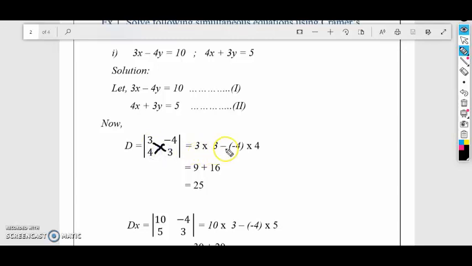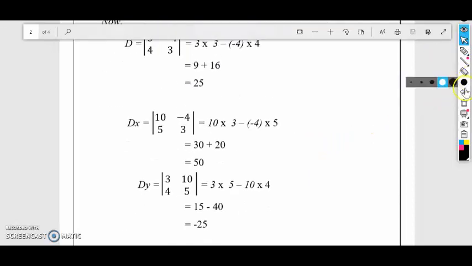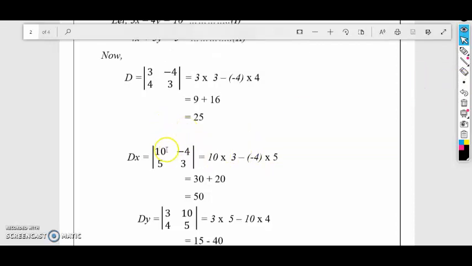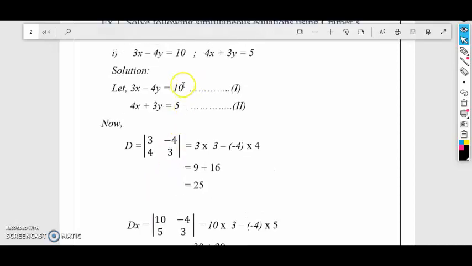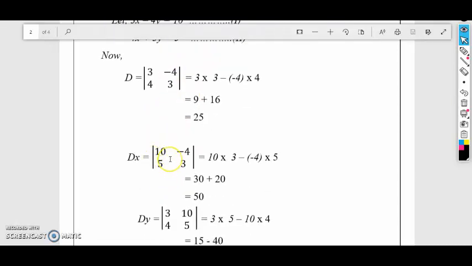So 3 into 3, minus 4 into 4. 3 into 3 is 9, minus 4 into 4, minus 16. So this minus sign and minus 16, minus times minus, so plus 16. So 9 plus 16, we get the answer 25. So the value of D is equal to 25. Then Dx. Look here, when we write Dx, the coefficients of x are replaced by the constant terms 10 and 5. So 10 and 5 in the first column. In the second column the coefficients of y, minus 4 and 3, stay as they are. In this way we write the determinant Dx.